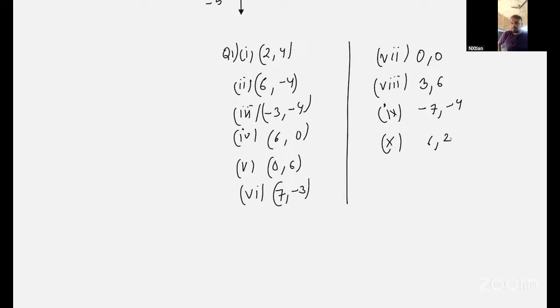The last one, the 10th one, is that 1, 2 or 6, 2? 6, comma.